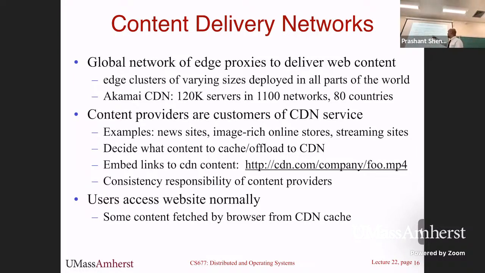So content providers, which are websites, are essentially customers of the CDN. These are all news sites that have images. They could be graphic-rich online stores, all kinds of streaming services that essentially use CDNs to deliver content. You don't have one server that's doing it. You have lots and lots of edge servers that are essentially doing it. So you are deciding what content to offload to the CDN, what applications can be sent to CDNs and so on.